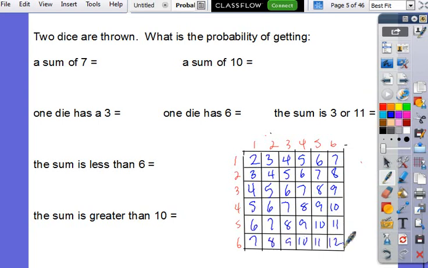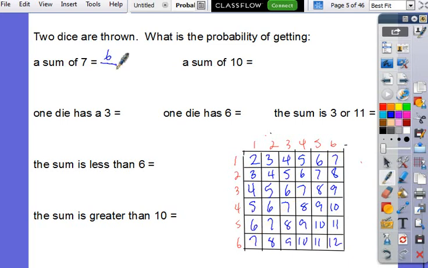There. Right. That chart is critical to us answering these questions, because everything is going to be based off of that chart. So if I go back to the first question up there, a sum of 7. Well, there are my 7s right there, right? So how many of those 7s do I have? 1, 2, 3, 4, 5, 6.